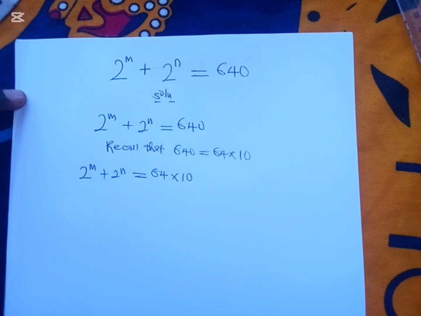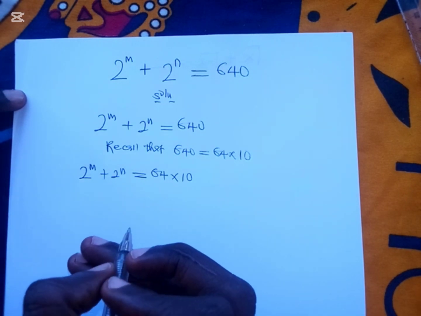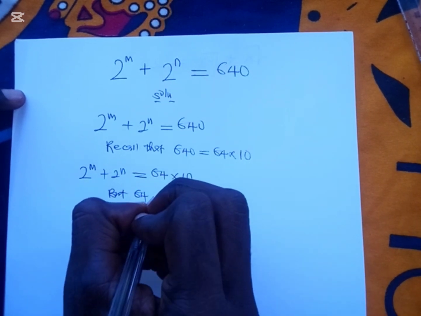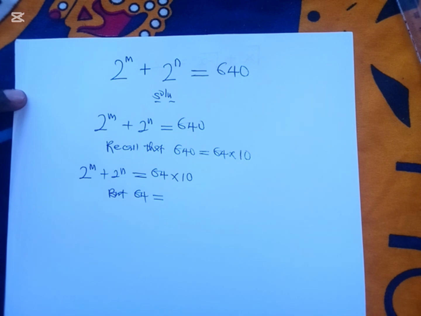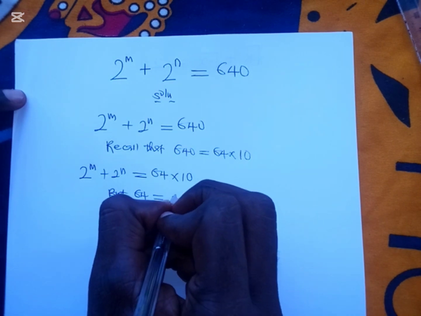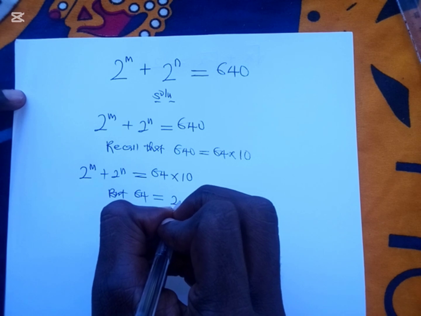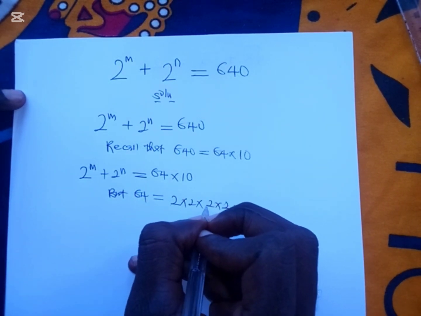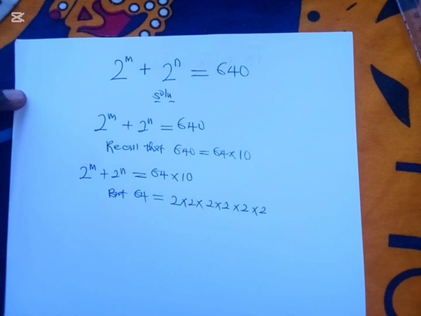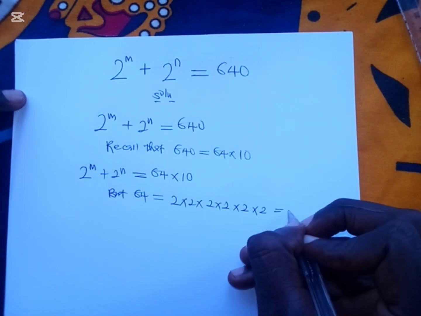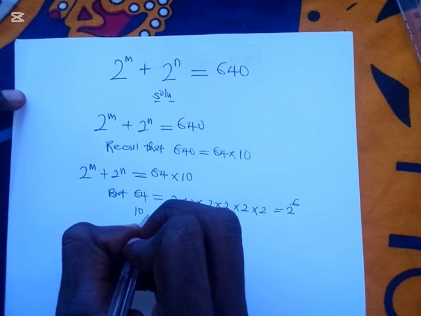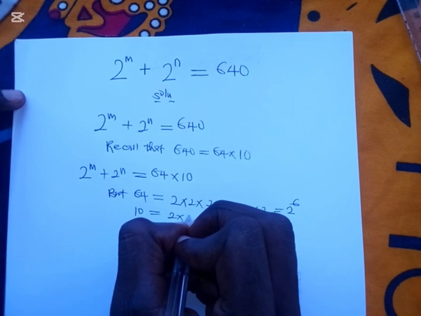Okay, now from this point we know also that 64 can also be expressed in its index form as 2 raised to the power 6, meaning 2 times 2 times 2 times 2 times 2 times 2. Then this is equals 2 raised to the power 6. Okay, and we know also 10 can also be expressed as 2 times 5.